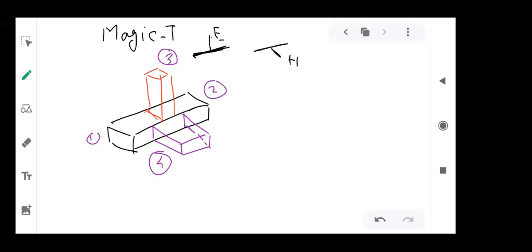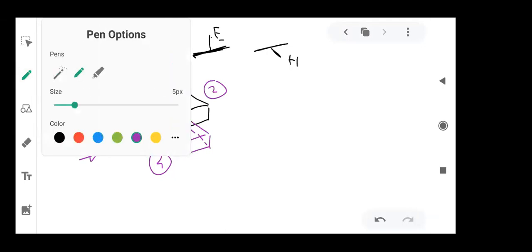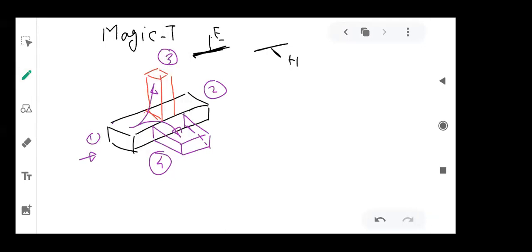Now the property of all the ports is that if you apply any signal at port number 1, the signal will get divided between the E arm and the H arm, the way it was happening when the two T's were separate. And similarly, if we apply input at port number 2, same thing. The power will get divided between port number 4 and port number 3.